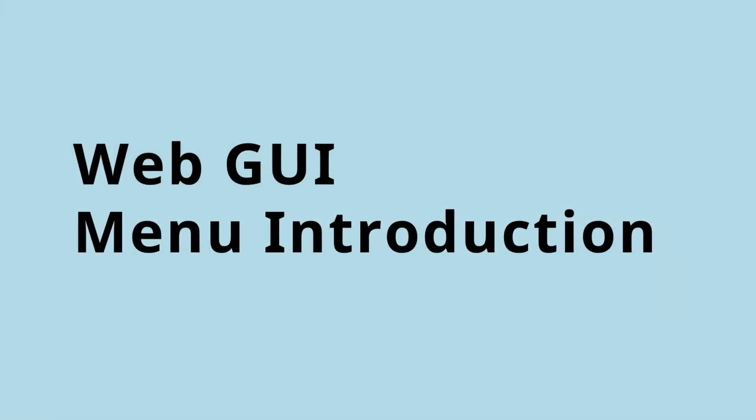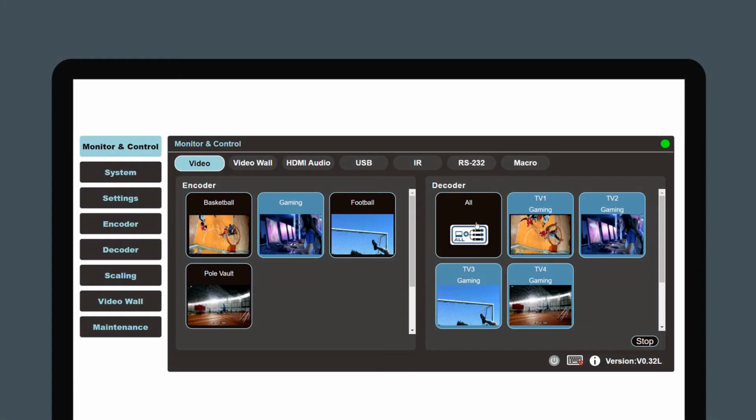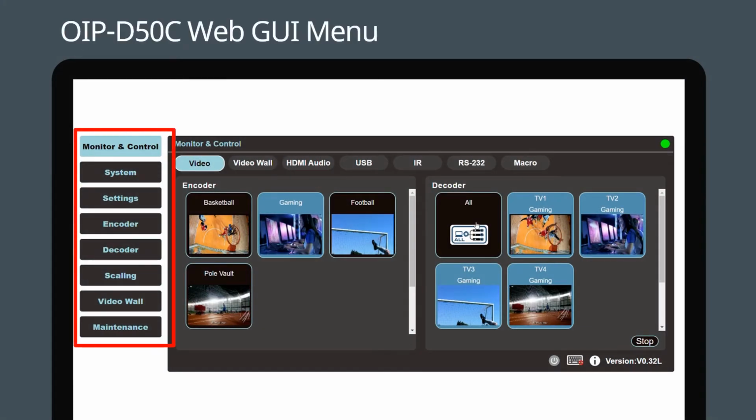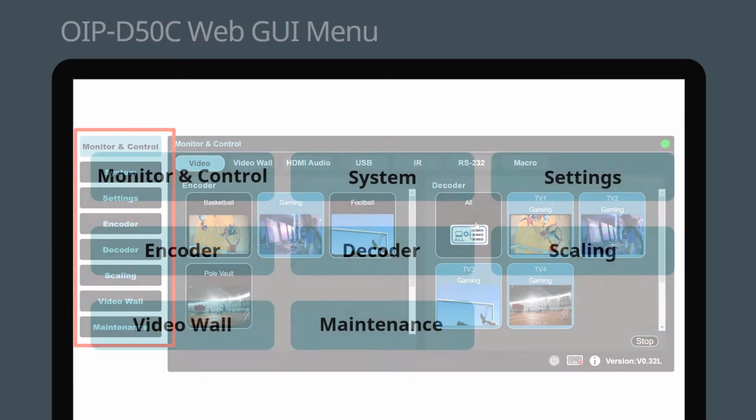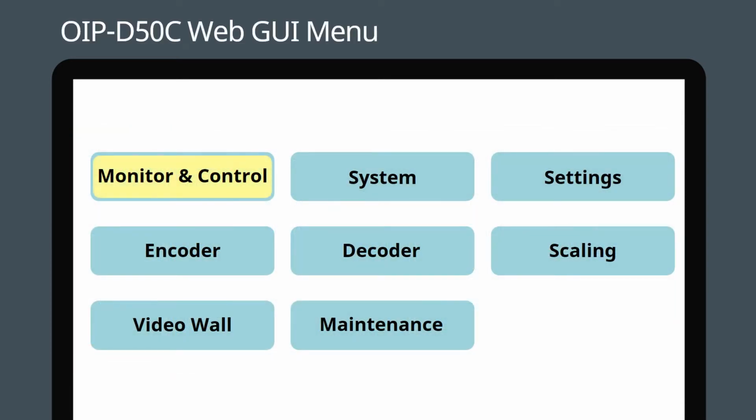Web GUI menu introduction. When you open the Web GUI, you will see there are 8 function menus on the left side of the screen. In the Monitor and Control menu, you can monitor and control the video sources and the output displays. In the System menu, you can change system-related settings.